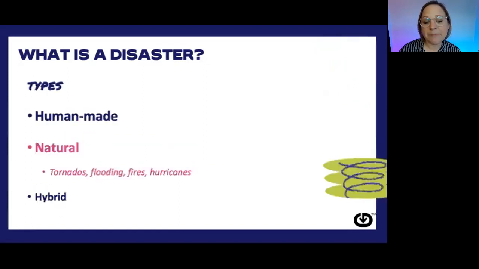Now, the next type of disaster is natural disasters, things that are outside of our control and affect us often with weather. So things like tornadoes, flooding, fires, hurricanes, landslides. These are all natural disasters that affect our communities. And with global warming, we're seeing more and more of these natural disasters each year.